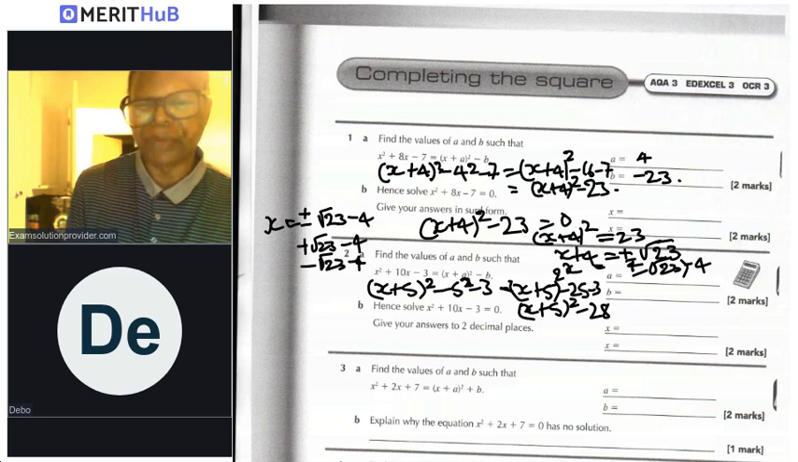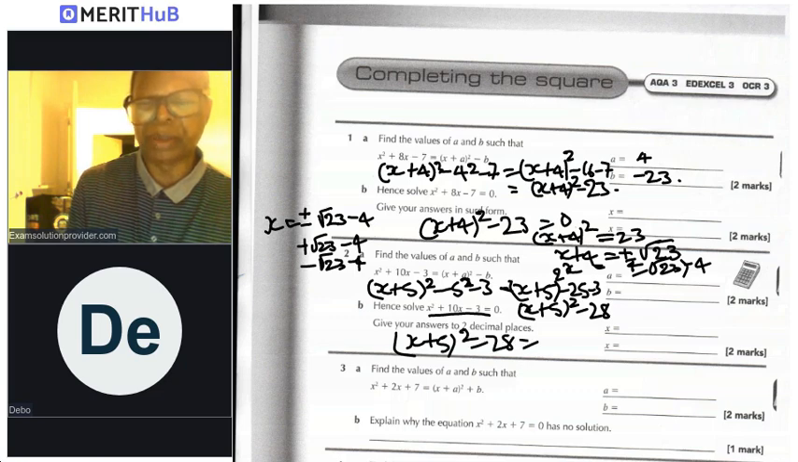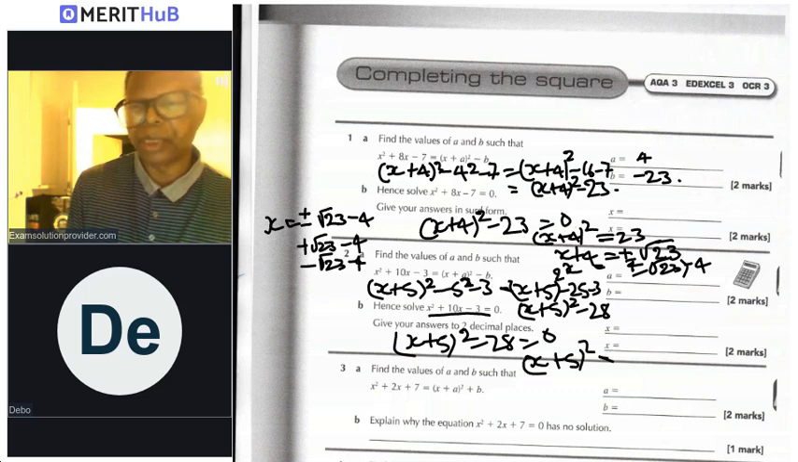So again, solving, you can see this function is exactly that function. So all we need is the same as this one. So we need (x + 5) squared minus 28 equals 0. And then we add 28 to both sides. So therefore, it's going to be (x + 5) squared equals 28. And then we take the square root of both sides.